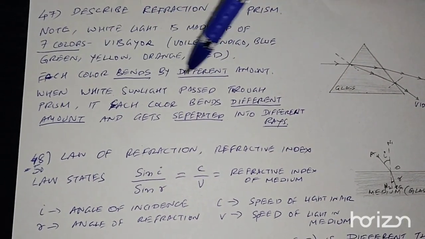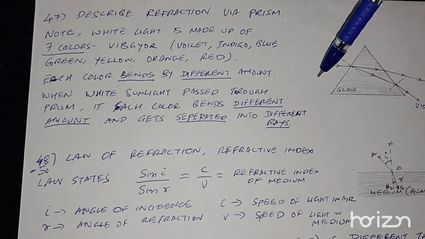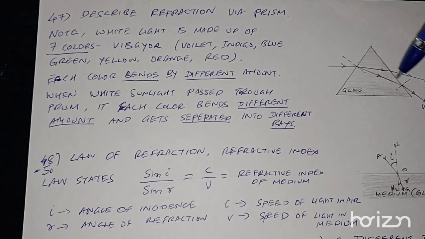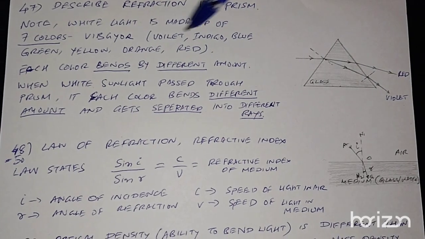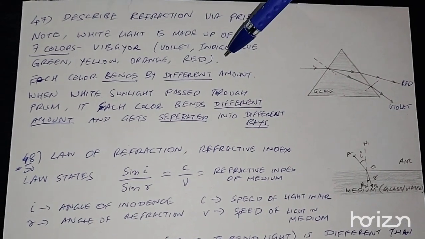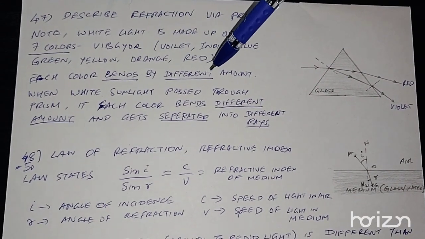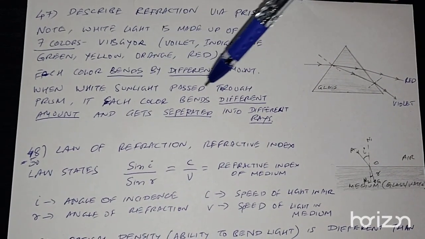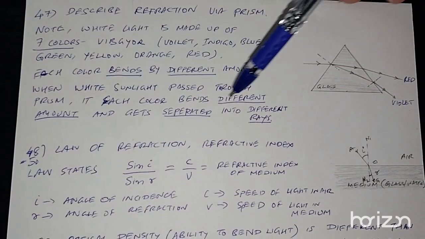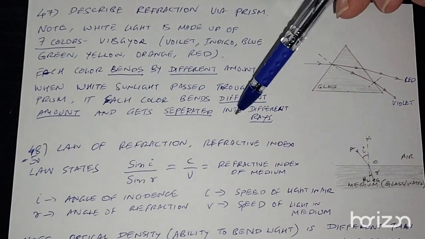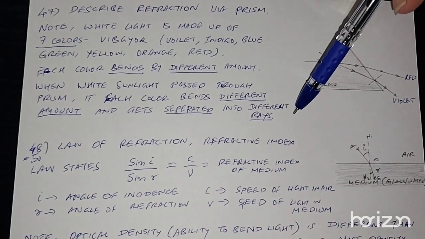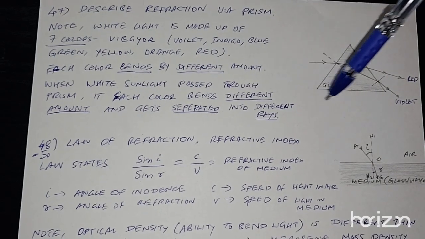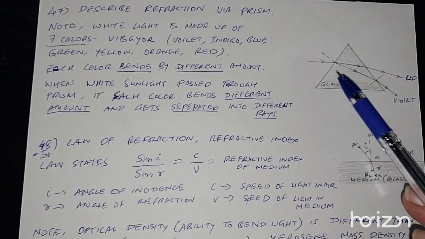Each color bends a different amount due to refraction. If you send a ray of a single color, then you will get a single ray out. But white light consists of 7 colors, and each color bends a different amount due to refraction. When white sunlight is passed through the prism, each color bends a different amount and gets separated into different rays. So these 7 colors bend different amounts and get separated into 7 different rays.